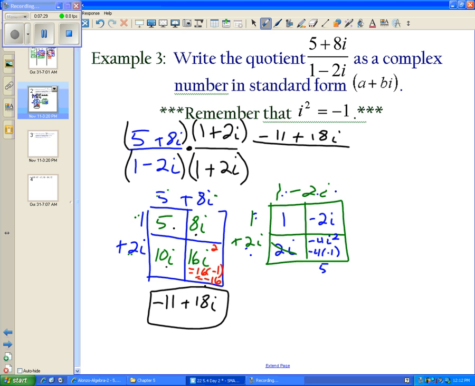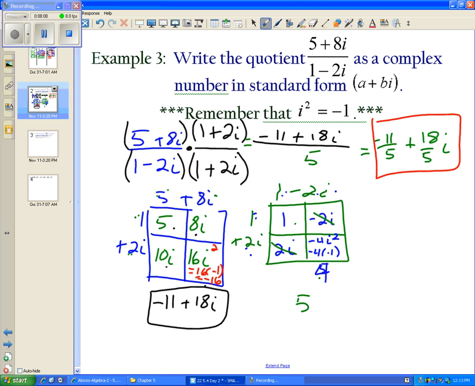My 2i and negative 2i cancel. 1 plus 4 is 5. So my answer for my denominator is a real number, 5. I do not have an imaginary part. So that tells me I can break this up into a real part, negative 11 fifths, plus an imaginary part, 18 fifths i. There's my real part, there's my imaginary part, there is my standard form, and there is my final answer. Hopefully that's making sense to you.